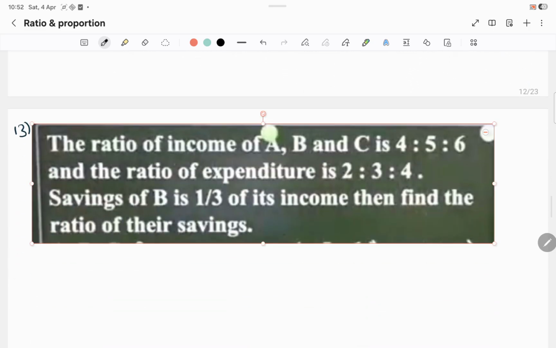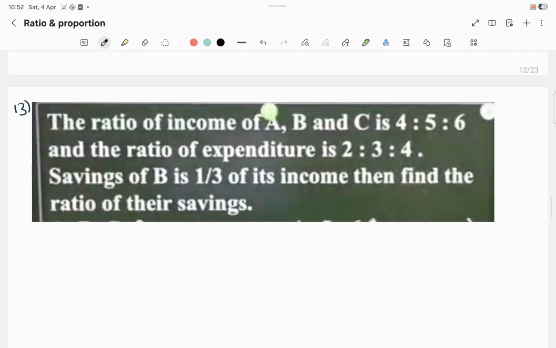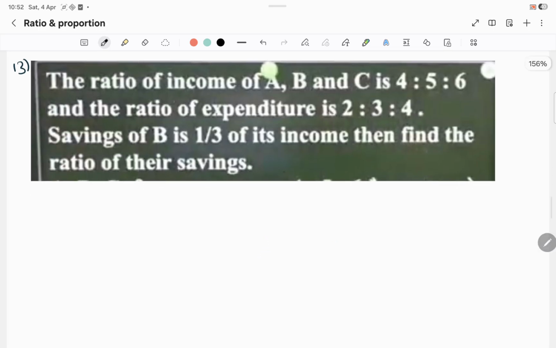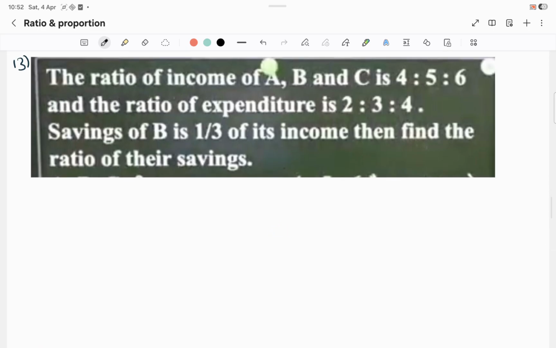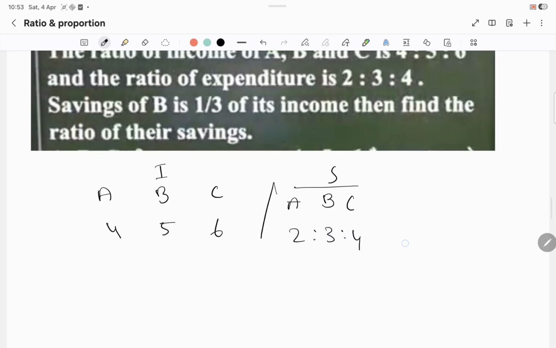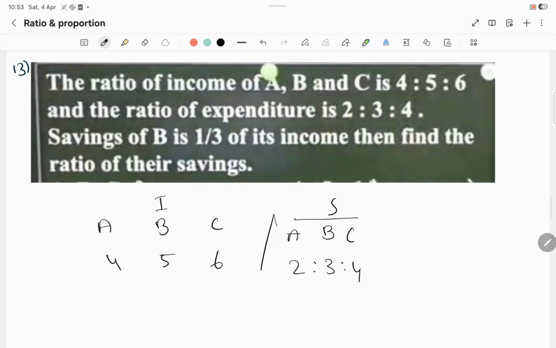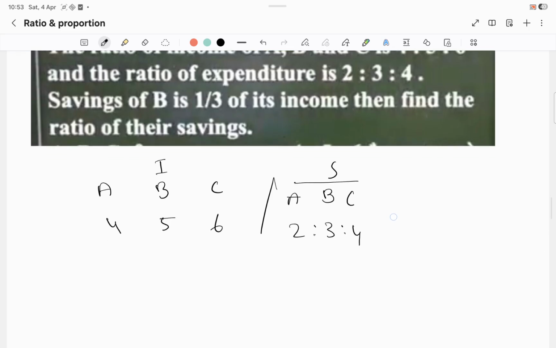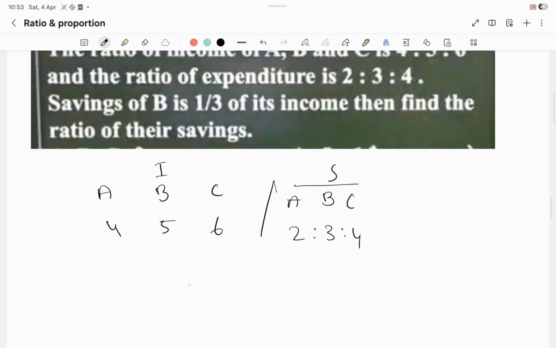Next question. The ratio of income of A, B, C is 4 is to 5 is to 6, and their expenditure is 2 is to 3 is to 4. A, B, C, they are talking about income, ratio is 4 is to 5 is to 6. Savings ratio is 2 is to 3 is to 4. Savings of B is 1/3 of its income. Then find the ratio of their savings.